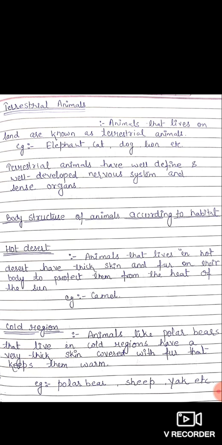Terrestrial animals have a well developed nervous system and sense organs to sense changes in their surroundings. They have legs which help them to walk on land, and most of them have lungs as their breathing organ.